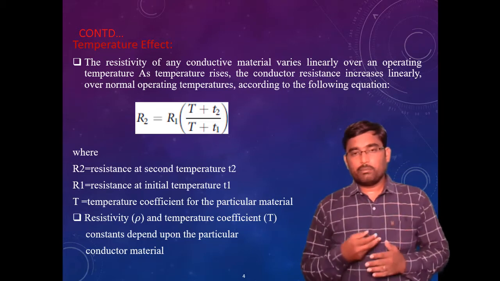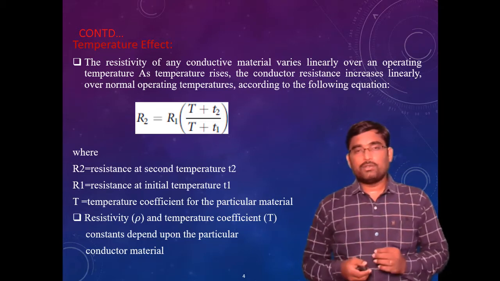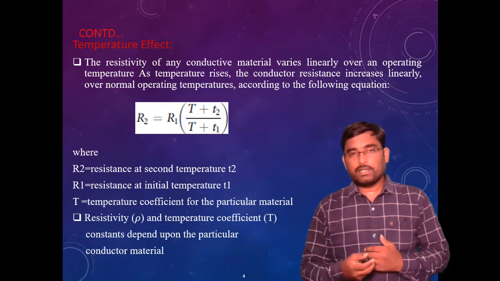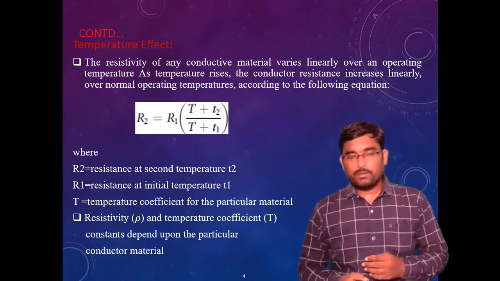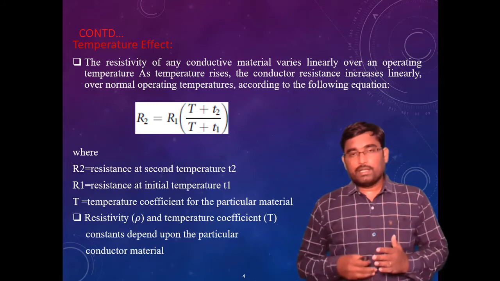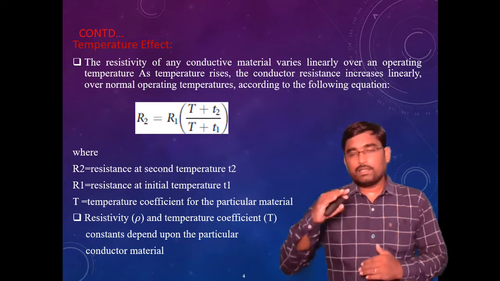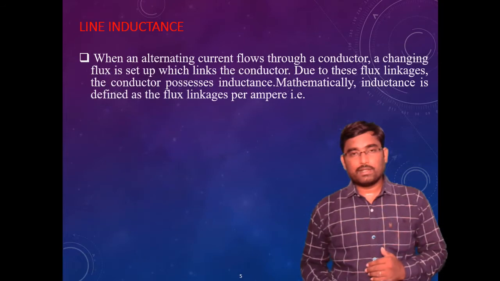Any conductor material may have a positive temperature coefficient or a negative temperature coefficient. In case of positive temperature coefficient materials, with the rise in temperature, the resistance of the material will rise. For the materials which have a negative temperature coefficient, the resistance will drop because of the rise in temperature. This is the resistance and the effect of temperature on resistance.